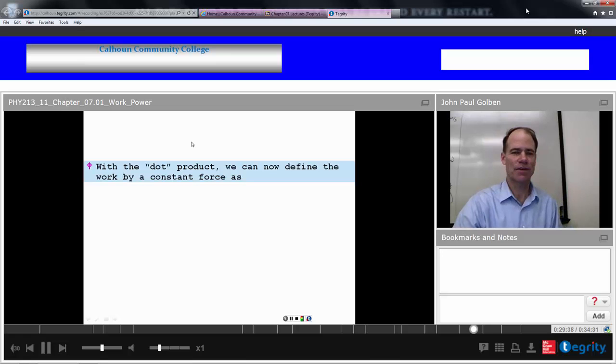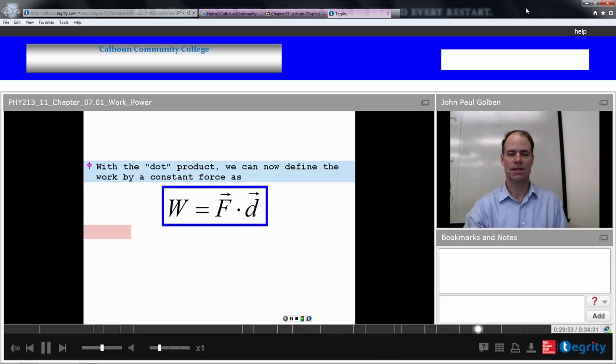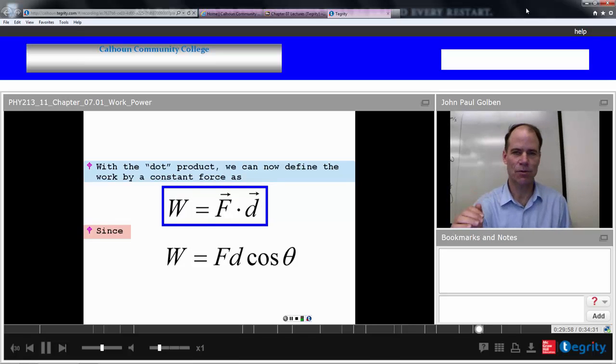So with this definition of this mathematical operation called the dot product, we can now define work as the dot product between the force and the displacement. Work is equal to vector force dotted with vector displacement. In magnitude, that's equal to magnitude of the force, magnitude of the displacement, times the cosine of the angle between their two directions. So, work is a dot product between force and displacement. Pretty neat.